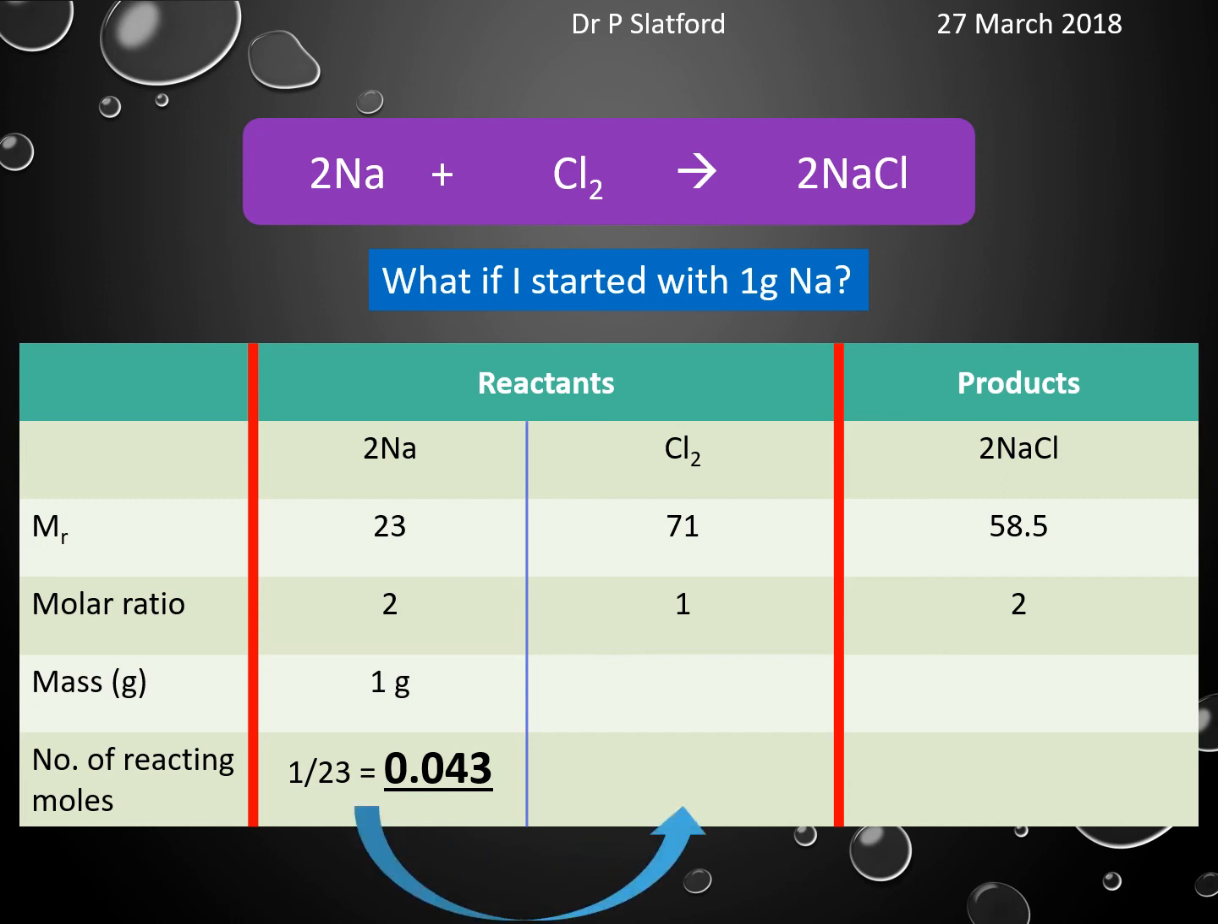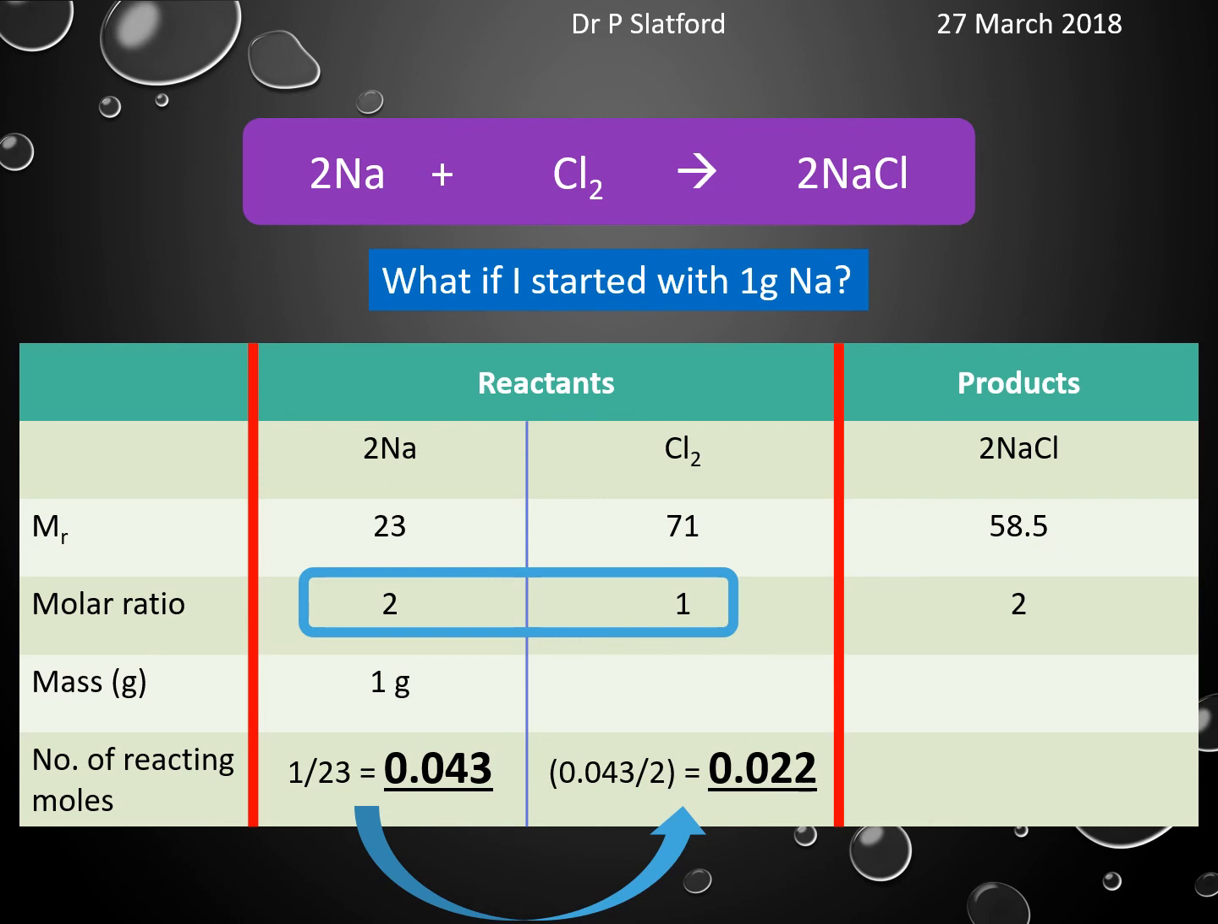What I want to then work out is how many moles of chlorine this will react with. And I'm going to use the molar ratio here. Now, if 2 moles of sodium were to react with 1 mole of chlorine, then I have to divide 2 by 2 to get 1. So I then also have to divide my 0.043 by 2 to get the molar ratio that I'm going to react with my chlorine. So here 0.043 divided by 2 is 0.022 moles. So 0.043 moles of sodium will react with 0.022 moles of chlorine.